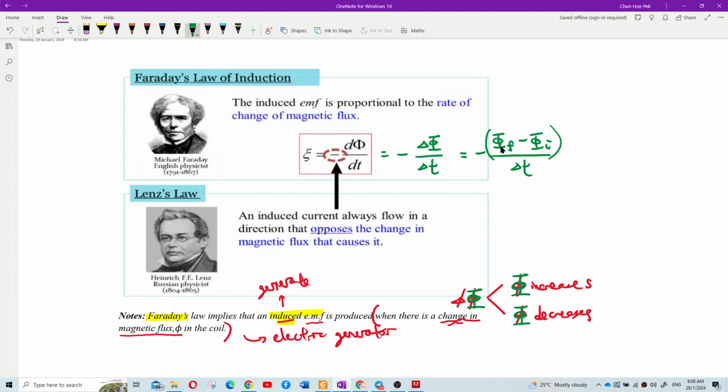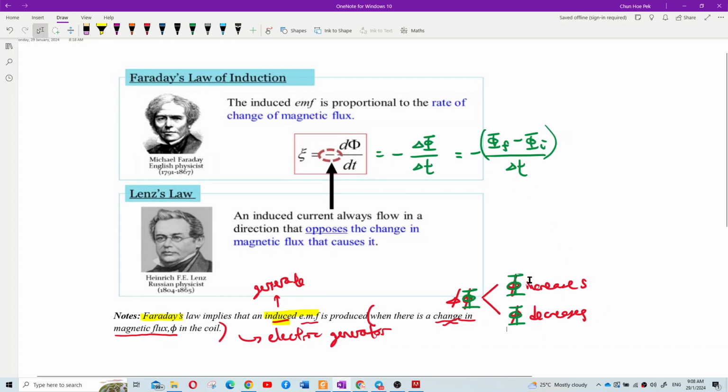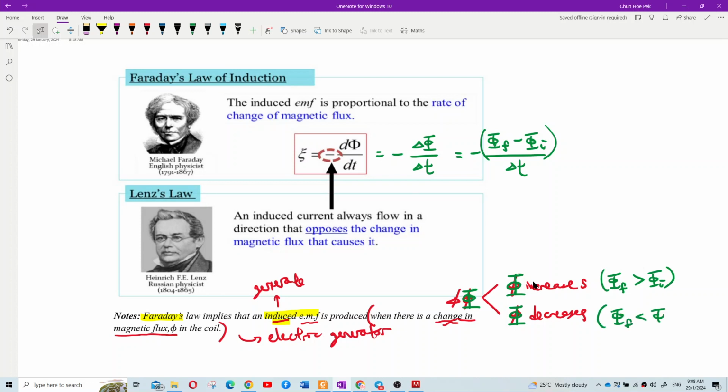So when the flux increases, like for example this one, that means the final flux will be bigger than the initial flux. If the flux decreases, it means the final flux is less than the initial flux. So if you have changes of flux, like in this case, you will produce an EMF.